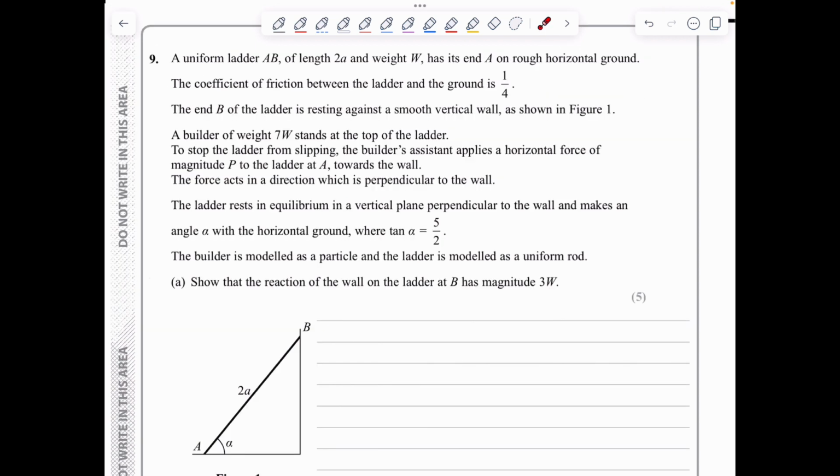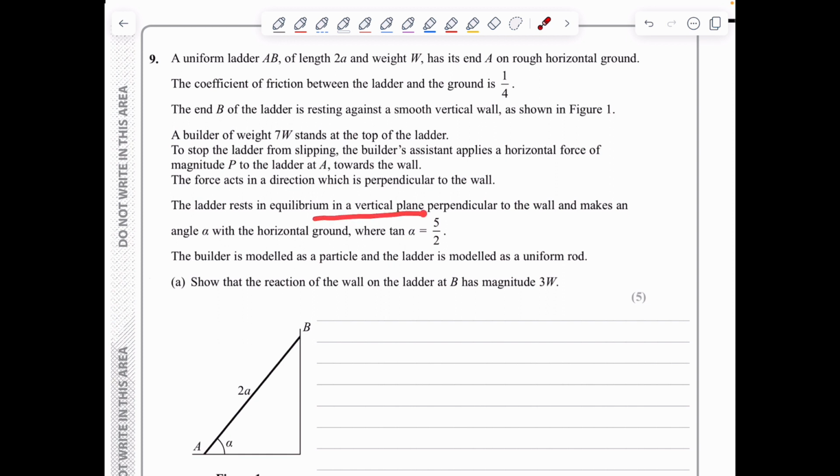In question 9, we've got a uniform ladder AB of length 2a and weight W, which has its end at A on rough horizontal ground. The coefficient of friction between the ladder and the ground is 1/4, and the end B is resting against the smooth vertical wall. We've got a builder of weight 7W standing at the top of the ladder, and to stop the ladder from slipping, the assistant is applying a horizontal force of magnitude P to the ladder at A towards the wall, so pointing in this direction. Now the ladder rests in equilibrium in a vertical plane.